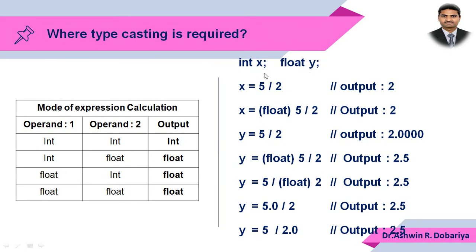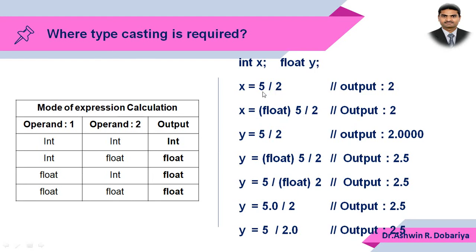Now see here. If we take all this example as general, here x is integer and y is float. Now what happened over here? 5 upon 2. So 5 and 2 both are integer. We know that as per mathematics the actual output is 2.5, but since both are integer, it considers only 2, and the 2 is assigned to what type of variable? Integer. So x is integer, so 2 is assigned to x, and the output is 2.